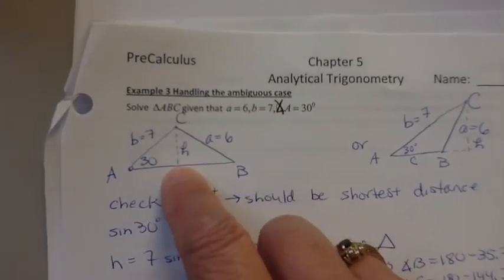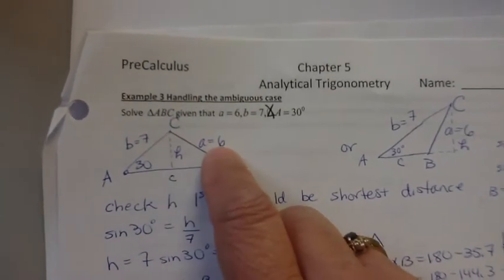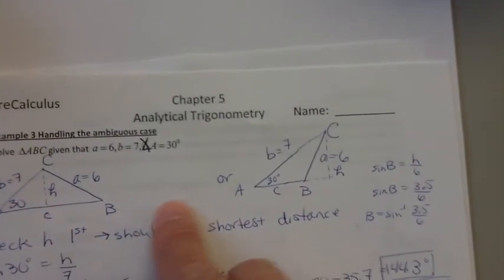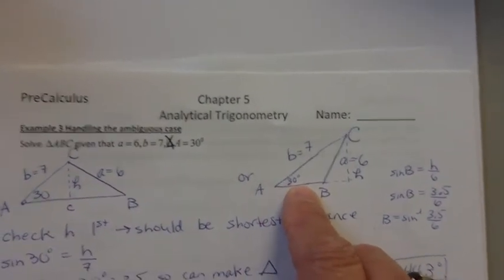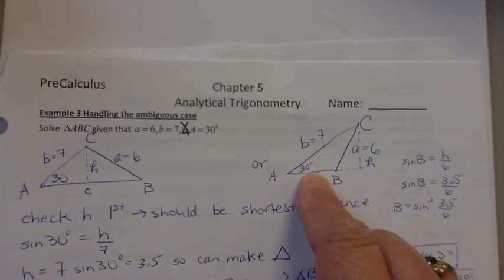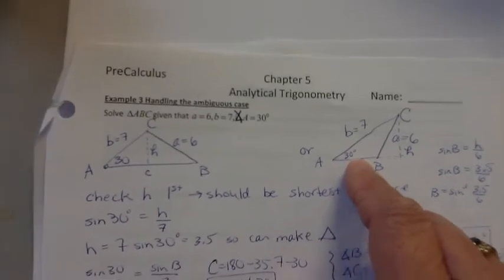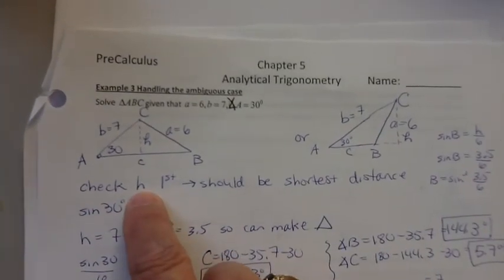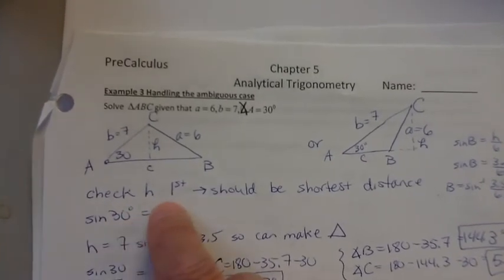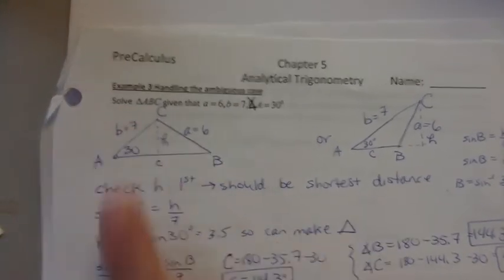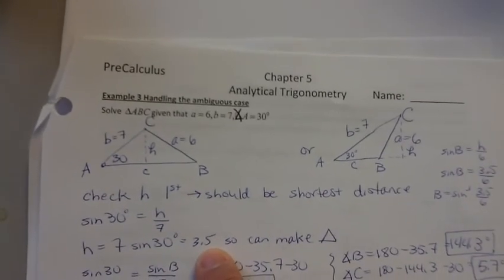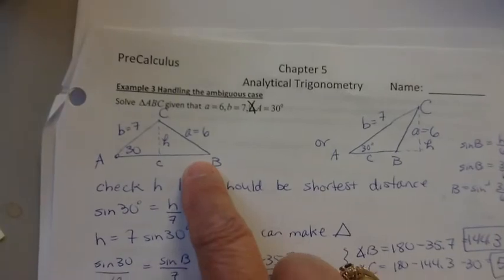Now that is one particular case. Because a is less than 7, that could be the case. The other one could look like this. And I don't know which one it is. That's why it's called ambiguous. So we have to solve for both because they didn't give us enough information. Now we should always check to see if my height is the shortest distance. So I take the sine of 30, which is opposite over hypotenuse, and I get h is 3.5, which is definitely smaller. It's the shortest distance, so I can actually make a triangle.